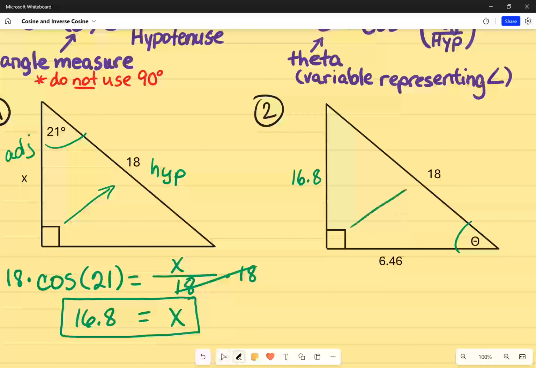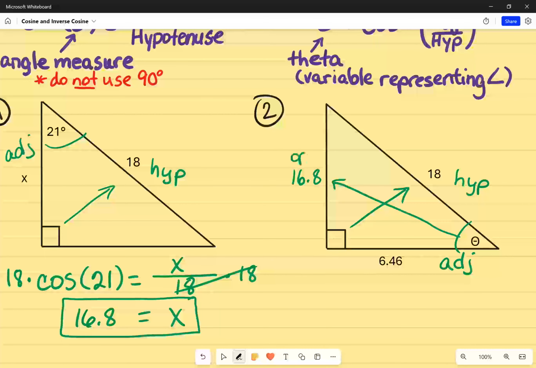Now I want to find this particular angle. Well, hypotenuse is still going to be the same. It's across from my right angle symbol, but this time the adjacent side is what's next to the angle that I'm working with. So this is actually adjacent, and across from this is actually the opposite. So be aware of the angle that you're working with, because it will change your opposite and your adjacent sides.